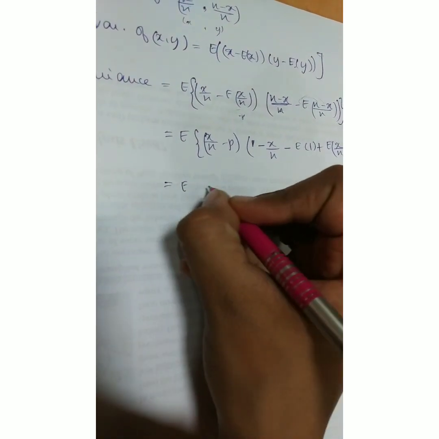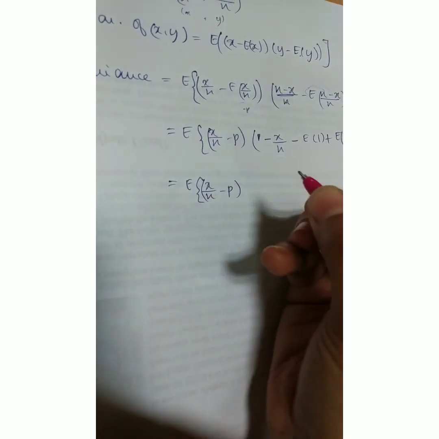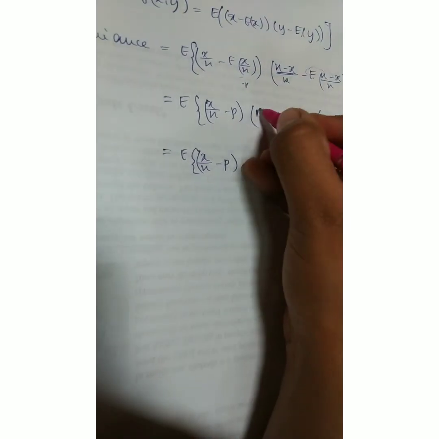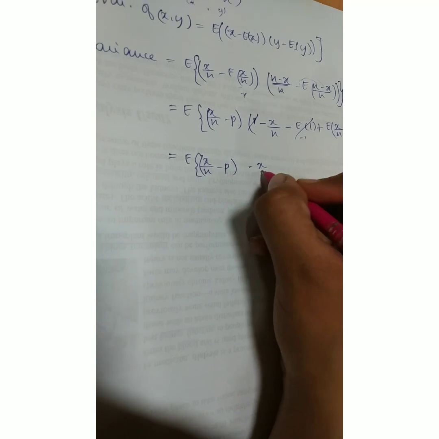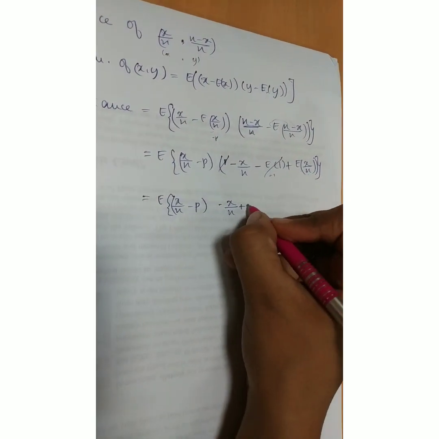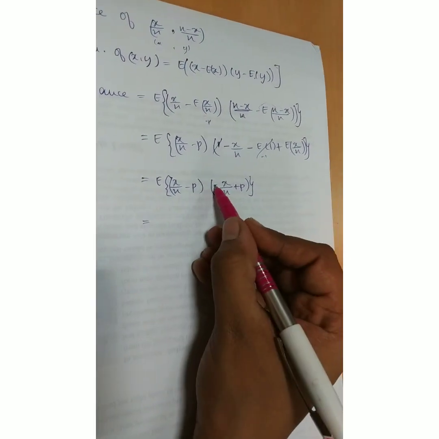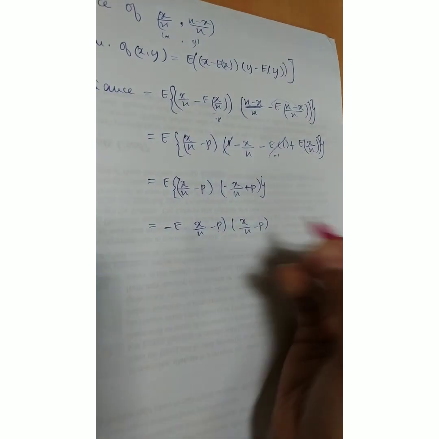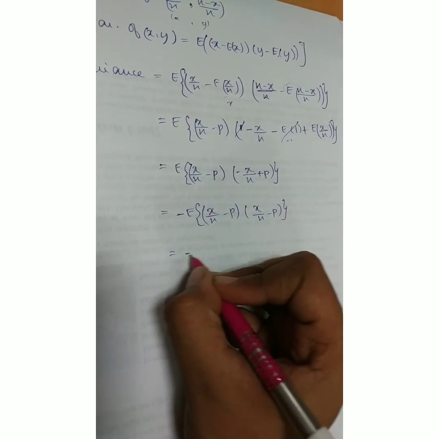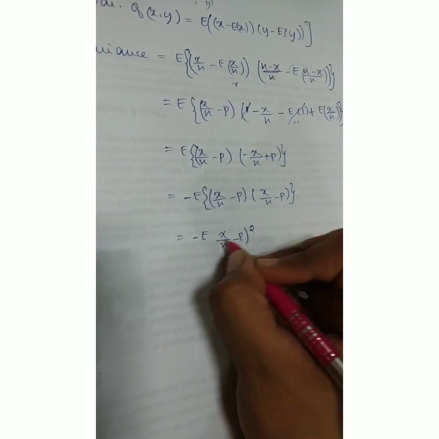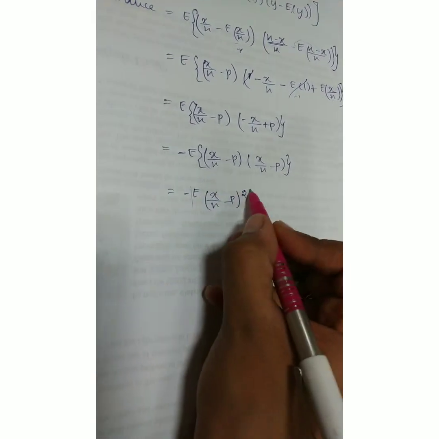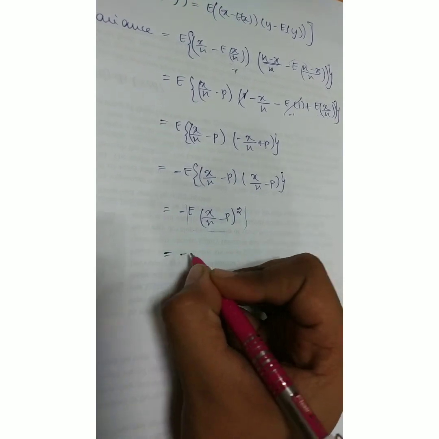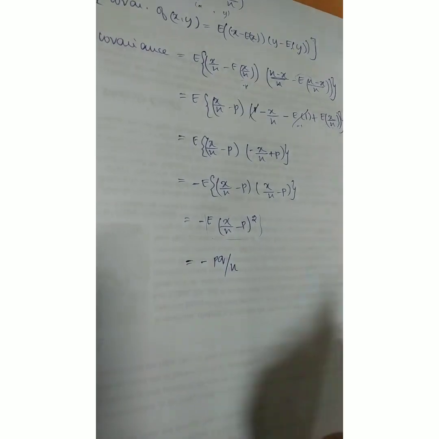We get 1 because n by n gets cancelled and gives you the value 1. E of 1 is also 1, so minus 1 and plus 1 will get cancelled, and we get minus x by n plus p, since the value of E of x by n is equal to p. Now taking the minus out, we get (x by n minus p) into (x by n minus p), that is equal to minus E of (x by n minus p) the whole square. This is nothing but the first result, minus pq by n. Hence, the second result is also proved.